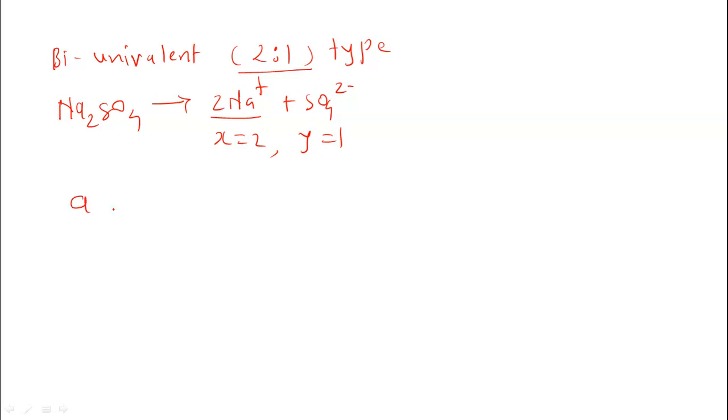Let us write down the expression: activity A equal to x raised to x, y raised to y, m raised to x plus y, and activity coefficient gamma plus minus raised to x plus y.